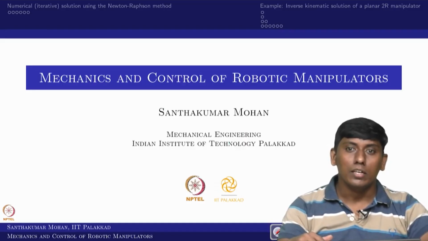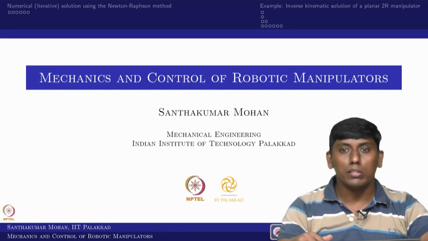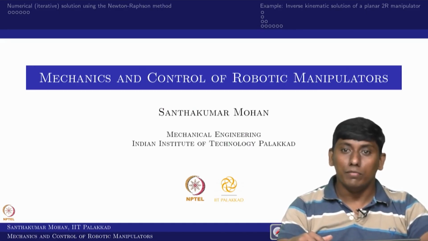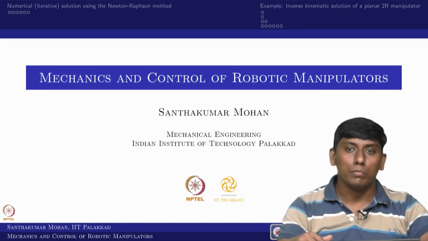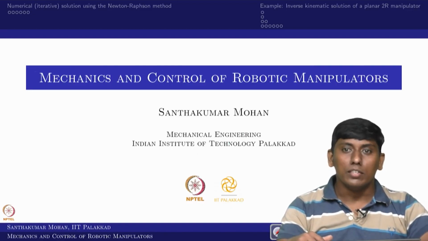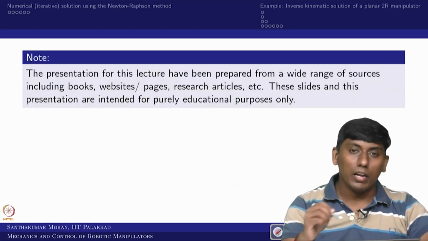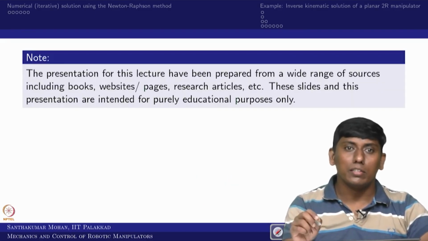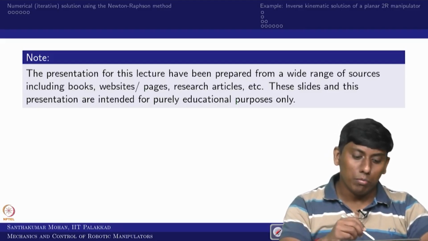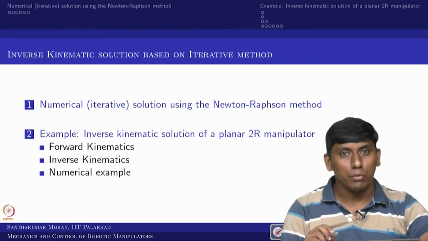There are two methods of solution for finding inverse kinematics. Last class we saw a few numerical examples which give the closed form solution. But today we are going to take a few examples which give a numerical method of solution. In the sense, we are going to use an iterative method. Several iterative methods are possible, but we are going to see one specific method called the Newton-Raphson method.